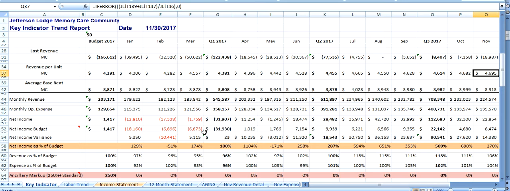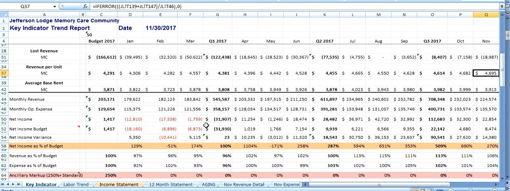Revenue per unit. This is the amount of revenue you make per unit. A lot goes into this number. Their level of care. What other services are they getting? Are they getting cable TV? Are they private pay or are they Medicaid? Is it a 1-bedroom or is it a studio?